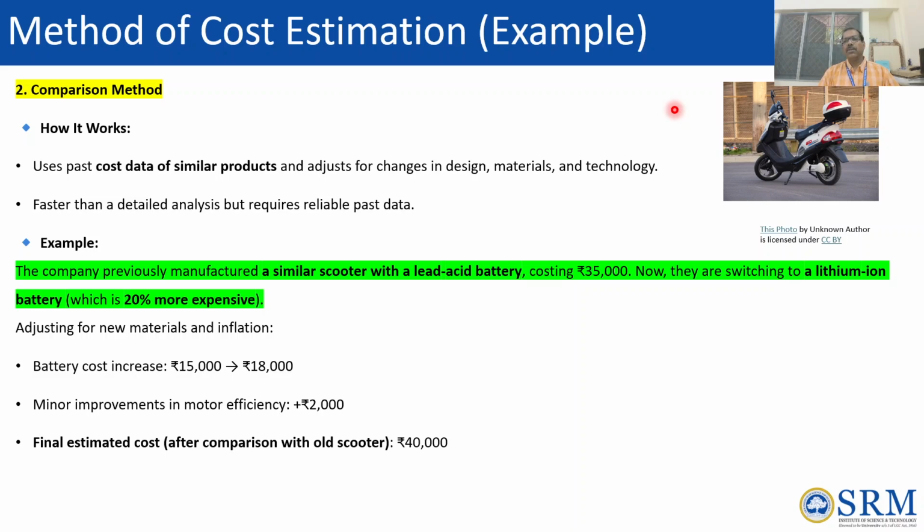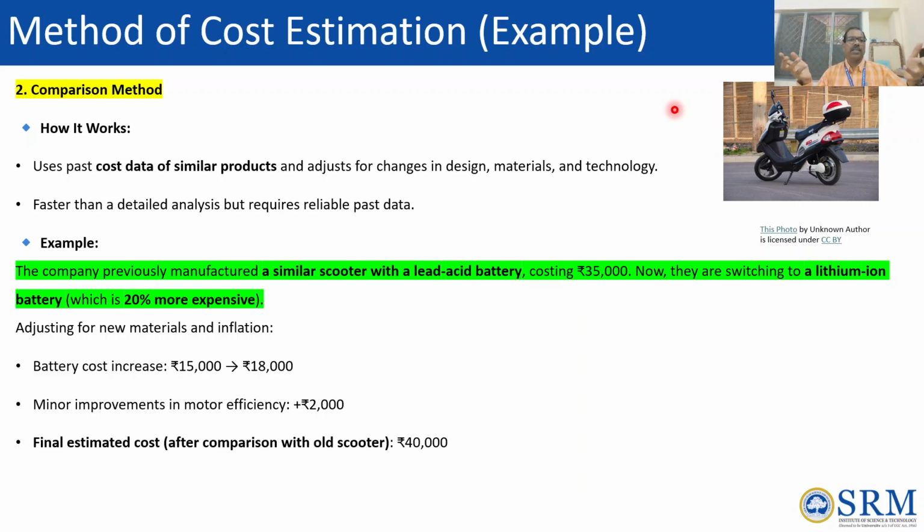Now they are switching to a lithium-ion battery because that is the trend. Nowadays, people are giving importance to lithium-ion batteries and lots of research is happening. So they want to switch. The market demands lithium-ion batteries, so they need to switch instead of using the same old lead-acid battery, which is 20 percent more expensive than the lead-acid battery, but demand is only for lithium-ion battery based vehicles. So they have decided to shift.